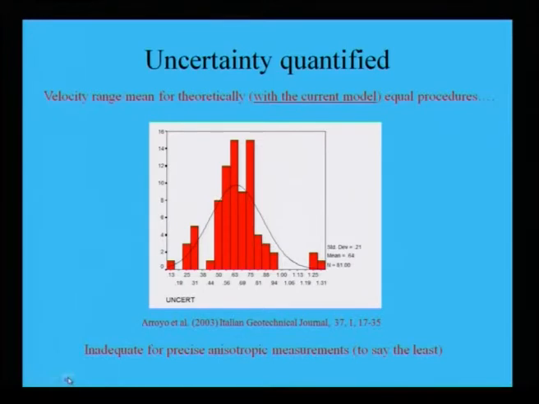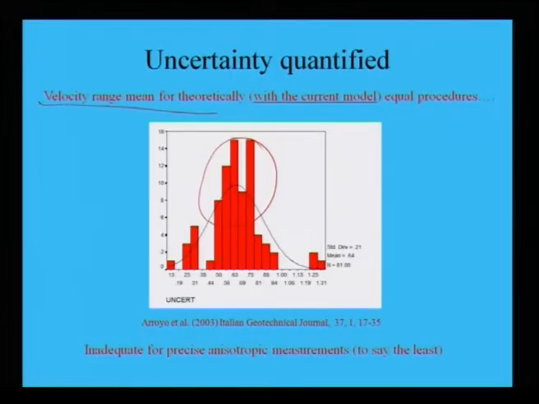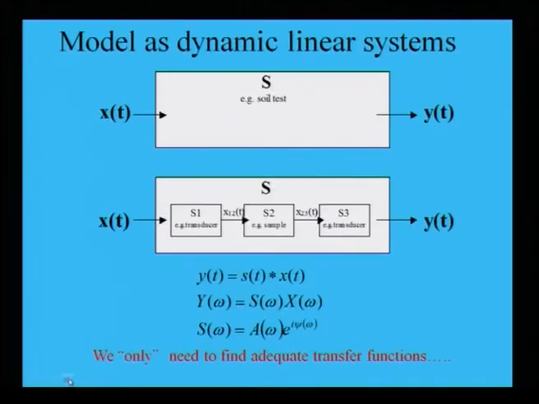If you look here, there will definitely be uncertainty. If I plot the uncertainty, what is given by Arroyo et al. 2003, Italian Geotechnical Journal, definitely there will be uncertainty. It is quantified in a bigger way. How far it is certain, meaning uncertainty will be more, getting this velocity range. If you look here, your velocity range or mean for theoretical, then how do I model it as a dynamic linear system. It has been modeled as a dynamic linear system.